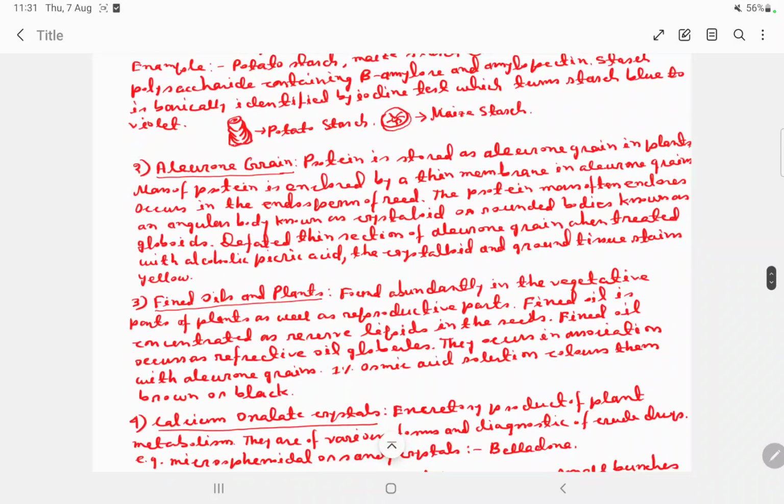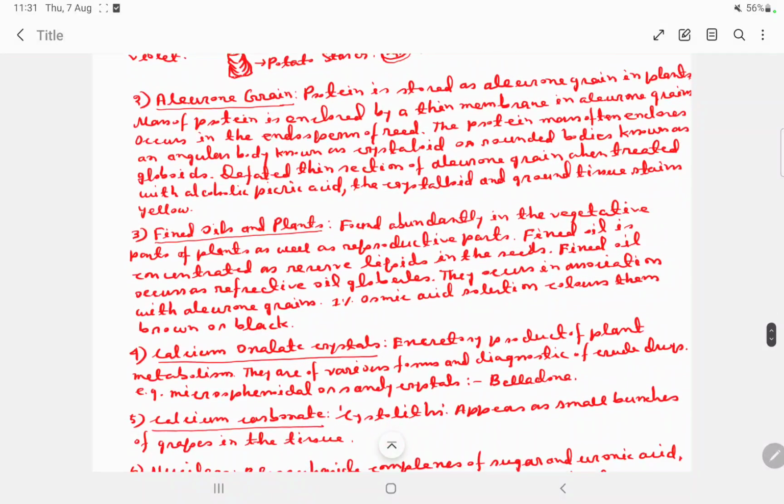Next is aleurone grain. Protein is stored as aleurone grains in plants. The mass of protein is enclosed by a thin membrane in aleurone grains. It occurs in the endosperm of the seed. The protein mass often encloses an angular body known as crystalloid, or rounded bodies known as globoids. A thin section of aleurone grain, when treated with alcoholic picric acid, stains the crystalloid and protein tissue yellow.